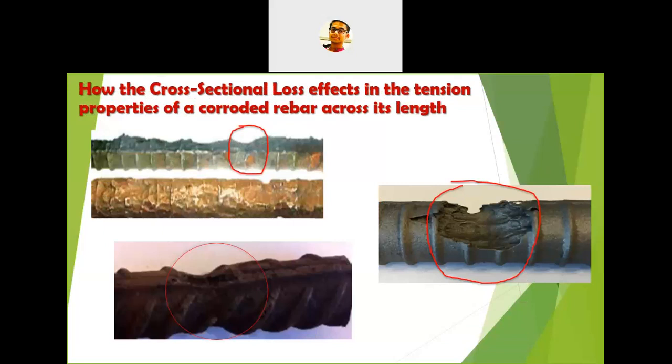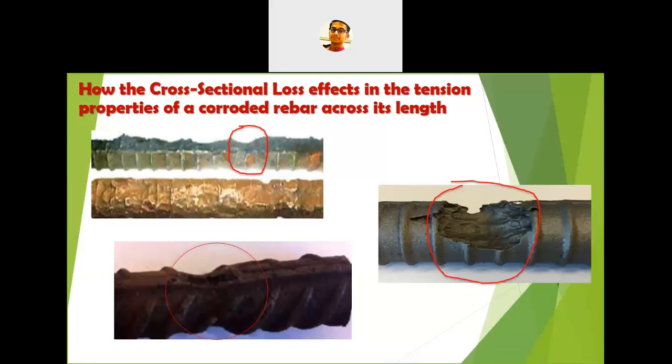So you can see some of the pictures, how it may differ from place to place. For that particular reason, it is a problem to find out the 10% loss across the length of the cross section. And even due to this deformation in a corroded bar, it is quite important to determine the stress strain behavior across the length of the bar, because in different places the behavior will be different.